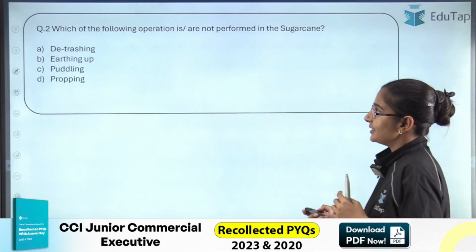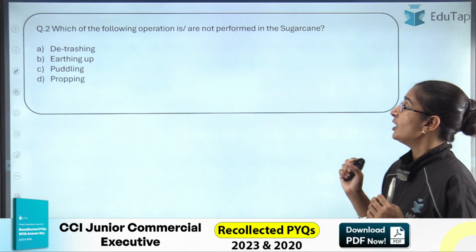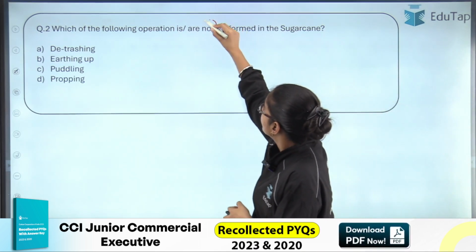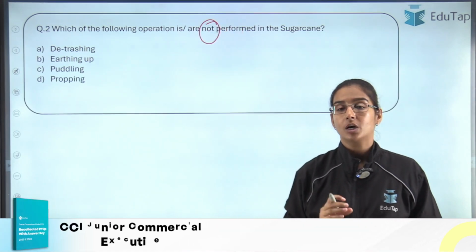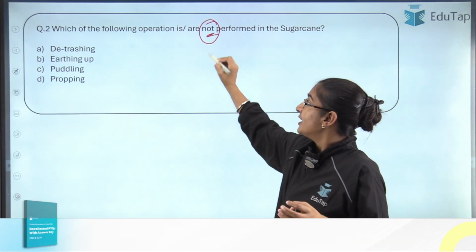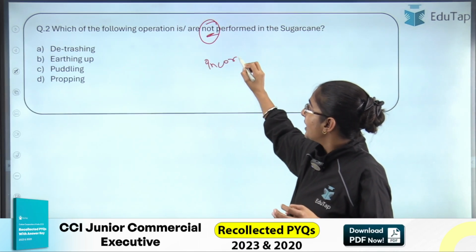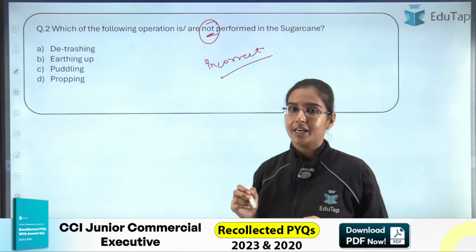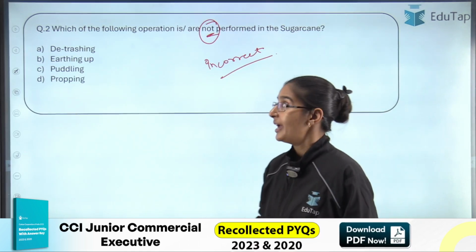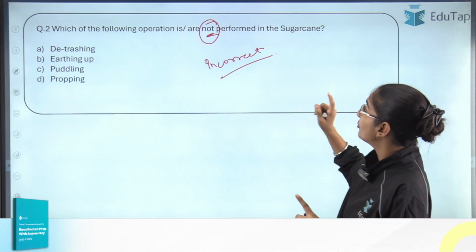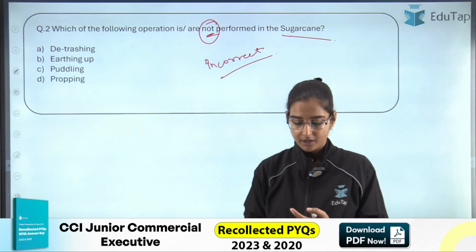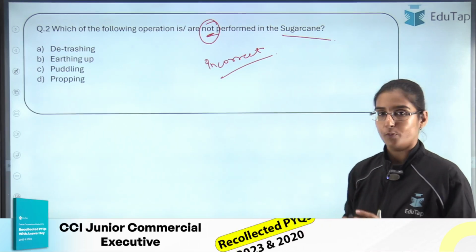All right, so the second homework question is: which of the following operations are not performed in the sugarcane? In the actual exam also you have to look out very carefully for terms like 'not' or 'incorrect', because sometimes in a hurry we end up making silly mistakes of not noticing them. So please make sure that you are reading the question really well, and here you have to tell us which of the following activities are not performed for the sugarcane. Okay, so these were the homework questions for you.